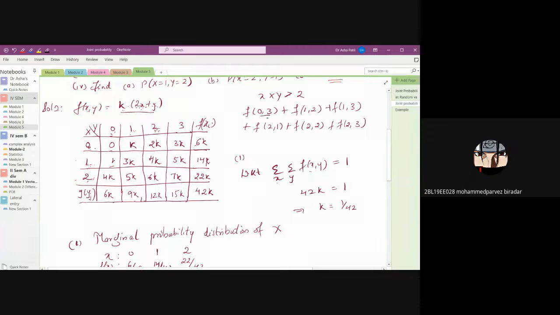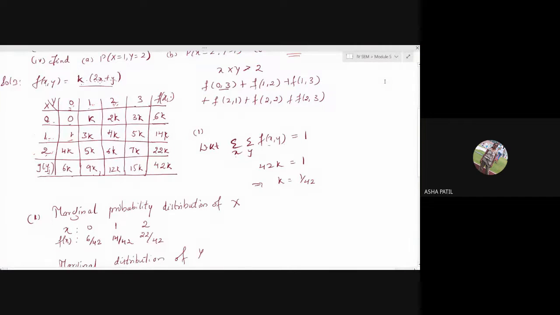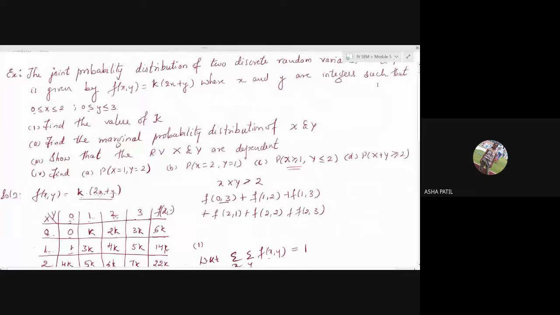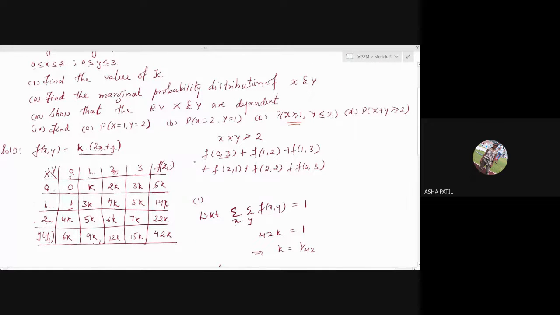Madam, is that x plus y greater than or equal to 2, or only greater than 2? What I have written, I thought it is greater than. Previously it was greater than or equal to. I have written greater than or equal to. If you take greater than or equal to, then you will add some more values for it.